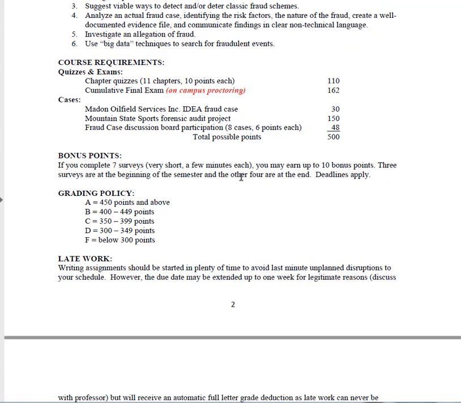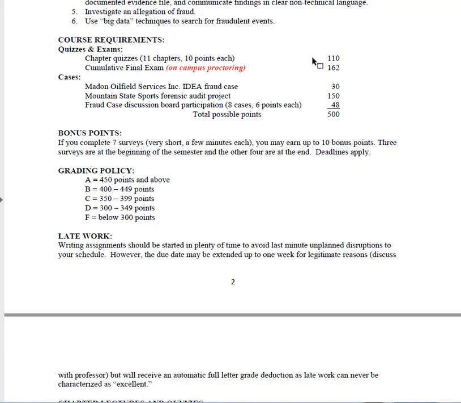There's a couple of bonus points. There's some surveys about your approaches to learning. Doesn't have anything to do with the fraud content. If you'd like to take those, you get a couple of bonus points. So as you add up the points for the things that you did during the course, you can see where your points land you in terms of the grade.